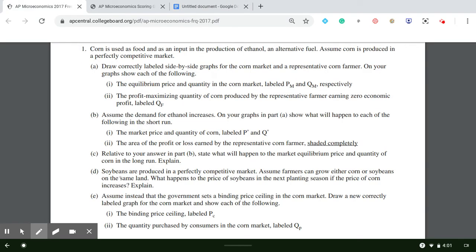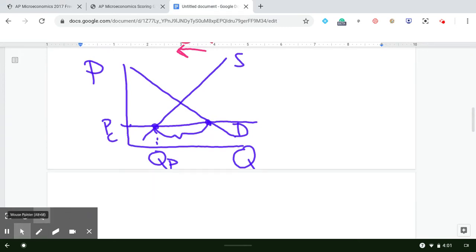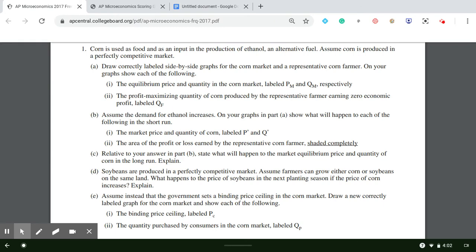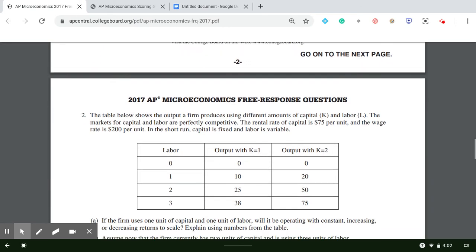Even though Q sub P, we get that from the supply curve. That's the actual quantity that's going to be purchased by consumers because that's all that's left in the market. All these other consumers out here, over here, they're out of luck. They just can't purchase it for that price. Okay. All righty. Move on to number 2.